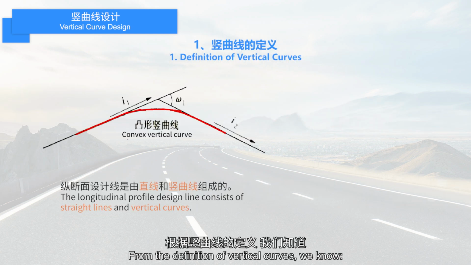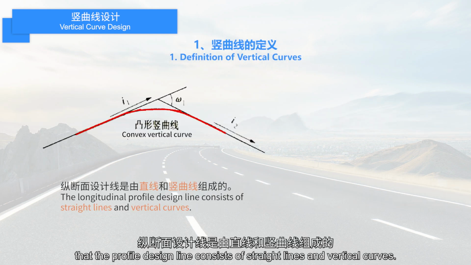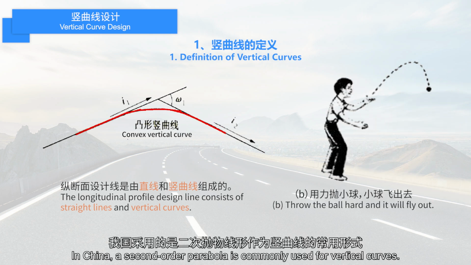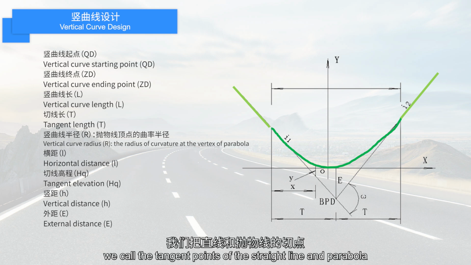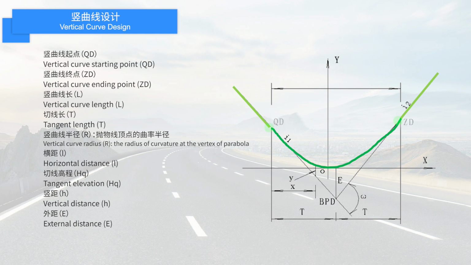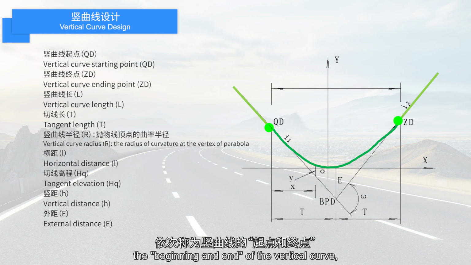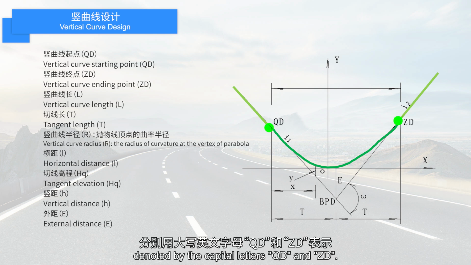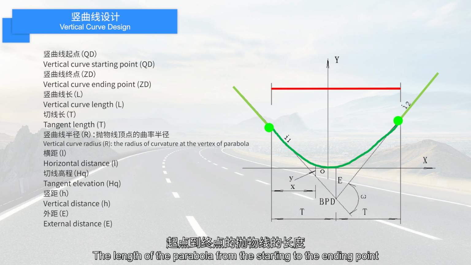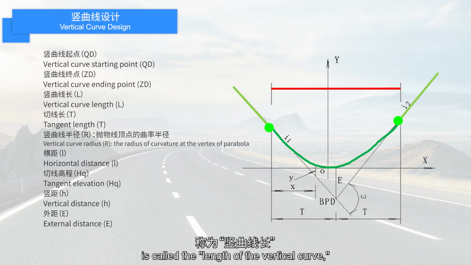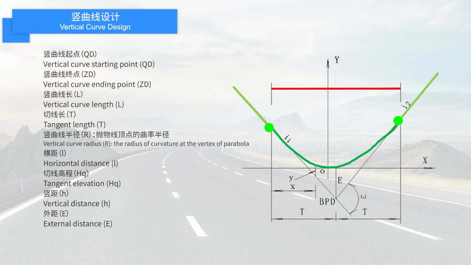From the definition of vertical curves, we know that the profile design line consists of straight lines and vertical curves. In China, a second-order parabola is commonly used for vertical curves. Going forward along the route, we call the tangent points of the straight line and the parabola the beginning and end of the vertical curve, denoted by the capital letters QD and ZD. The length of the parabola from the starting to the ending point is called the length of the vertical curve, represented by the capital letter L.